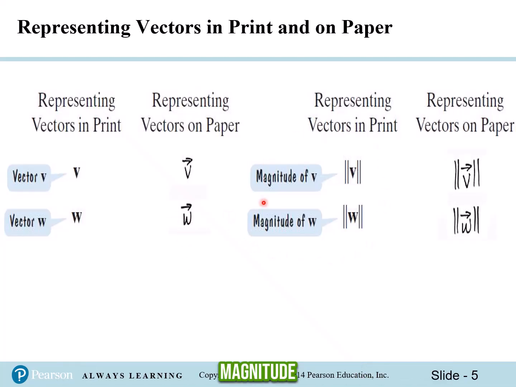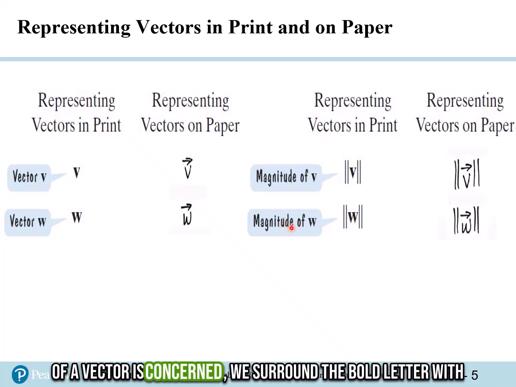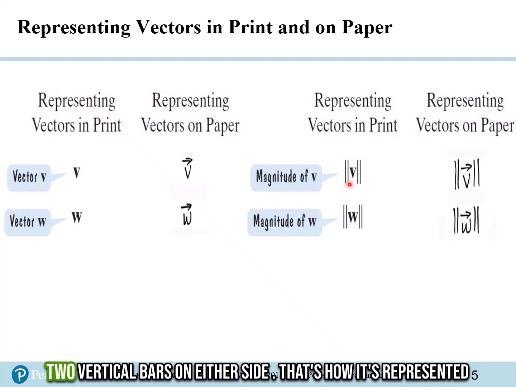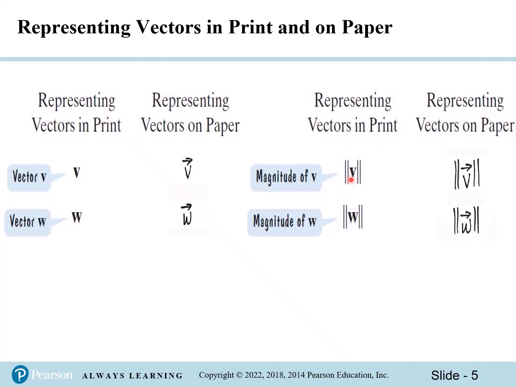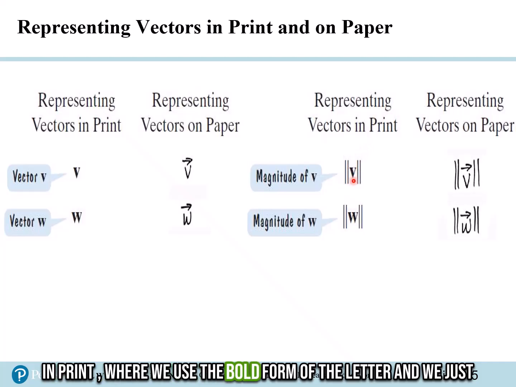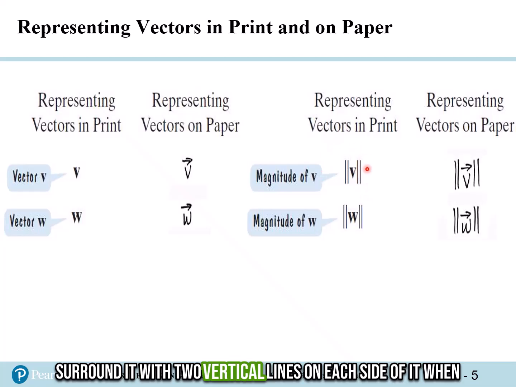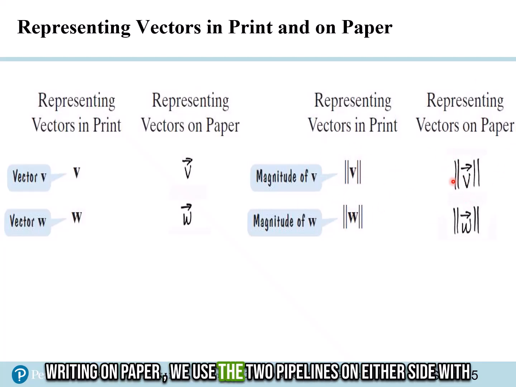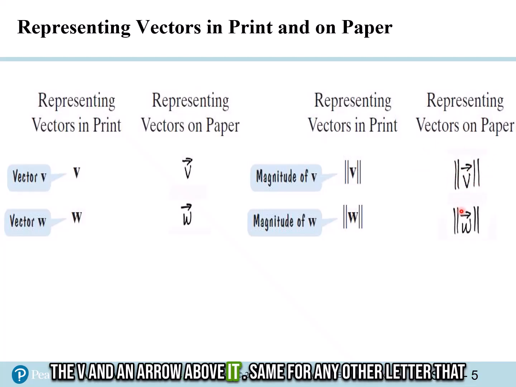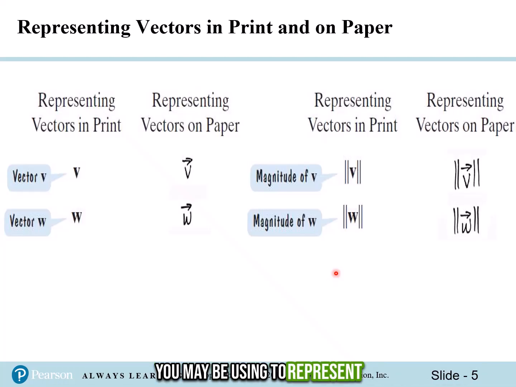As far as the magnitude of a vector is concerned, we surround the bold letter with two vertical bars on either side. That's how it's represented in print, where we use the bold form of the letter and we just surround it with two vertical lines on each side of it. When writing on paper, we use the two pipe lines on either side with the v and an arrow above it. Same for any other letter that you may be using to represent the vector.